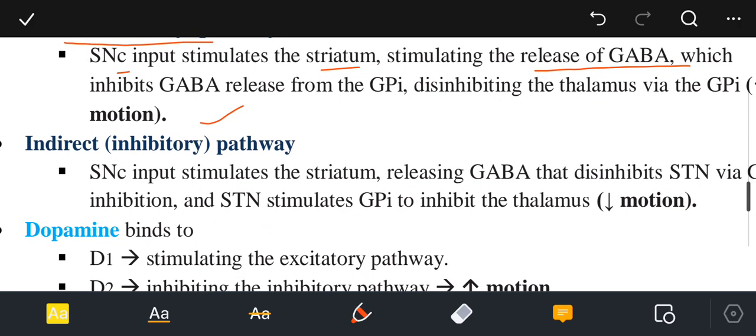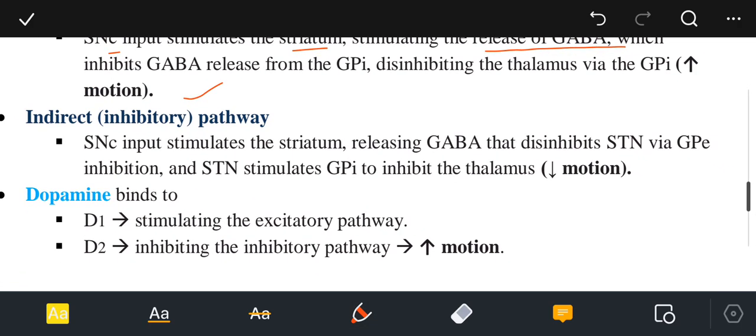The indirect pathway, that is the inhibitory pathway, the substantia nigra pars compacta input stimulate the striatum, releasing the GABA that disinhibit the subthalamic nucleus via globus pallidus externa inhibition, and subthalamic nucleus stimulates the globus pallidus interna to inhibit the thalamus, that is decreasing the motion. Okay, this is a bit confusing. We'll see the flow sheet diagram to clarify the concept.